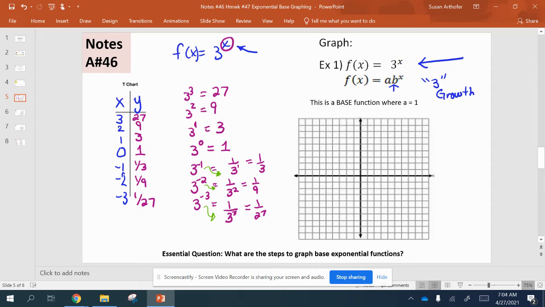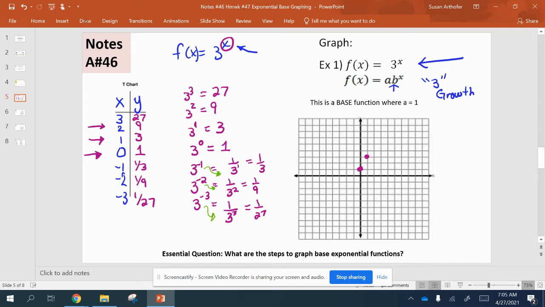Okay, just so you know, 1/3 is bigger than 1/9. The smallest is 1/27. So 1/3 is bigger, 1/9 is less, 1/27 is even smaller. Okay? All right, let's plot these. Let's start at our anchor point, 0, 1. Go up 1. Over 1 up 3. Over 1 up 1, 2, 3.